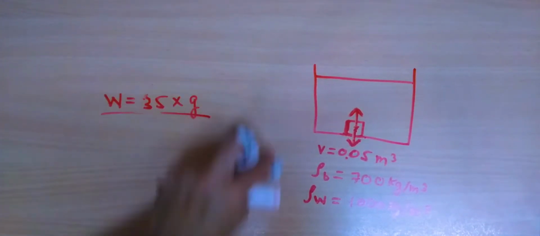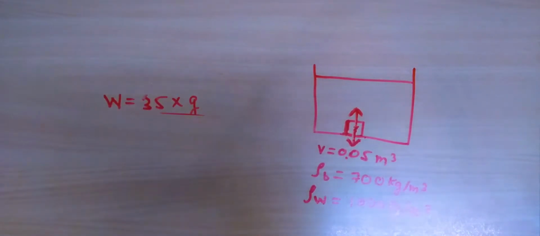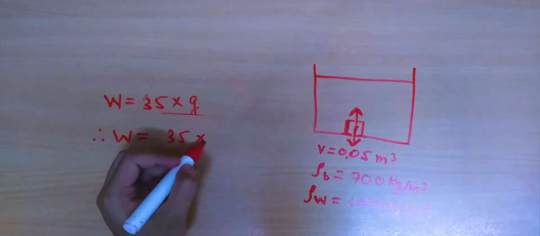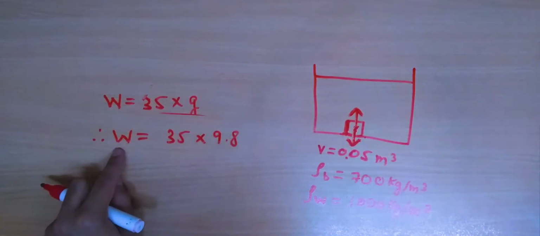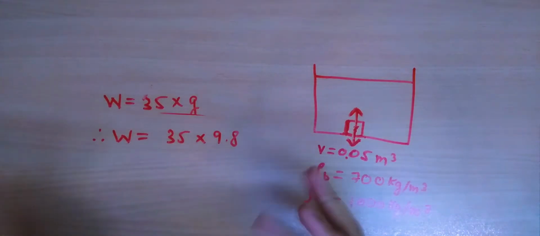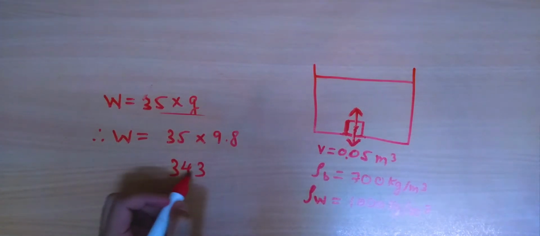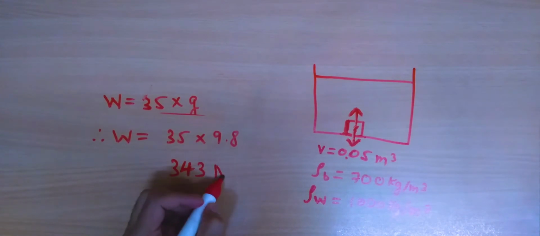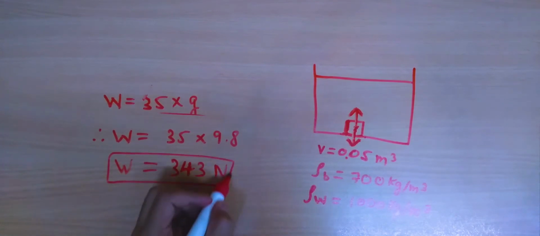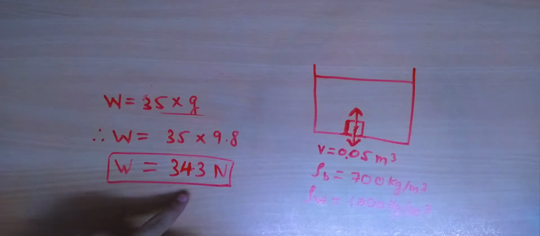So now I know that the weight of this block would be 35 times gravitational acceleration, and the gravitational acceleration is 9.8 meters per second squared. So the weight equals 35 times 9.8. Now that should be around 350. It'll be less than 350. I believe it's 343 newtons. So that is the weight of the block here. So I have found the weight of the block.